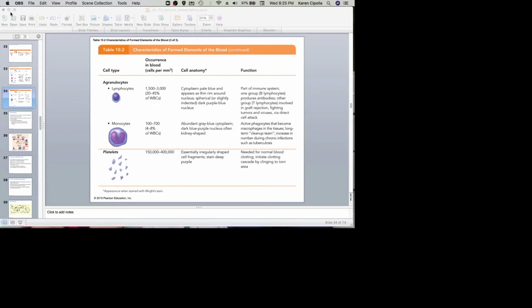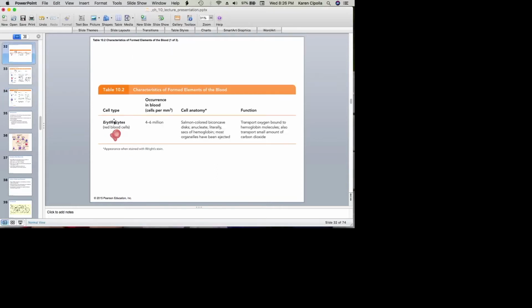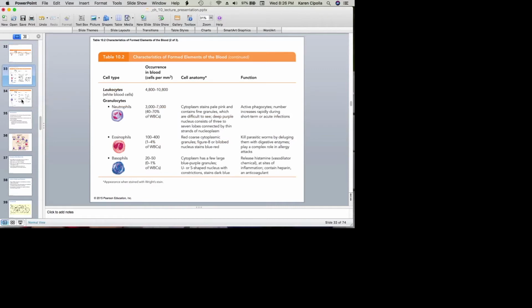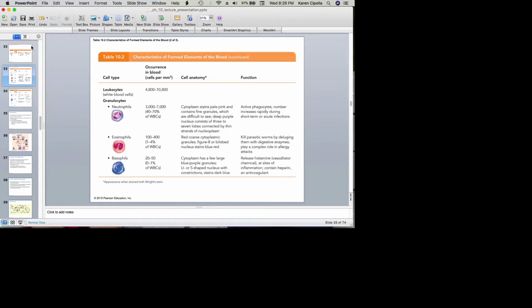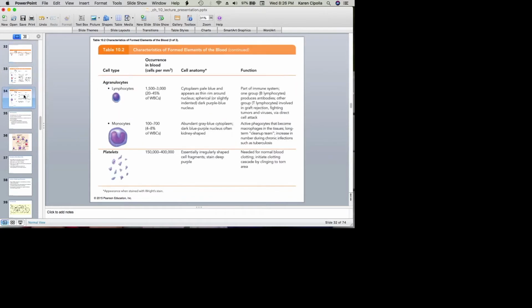All right, continuing on with our magic school bus ride, let's review. We have looked at the formed elements of the blood. The formed elements of the blood being the blood cells, your red blood cells, and then all of your white blood cells. Know this chart, table 10-2. Okay, that's one thing you want to know.